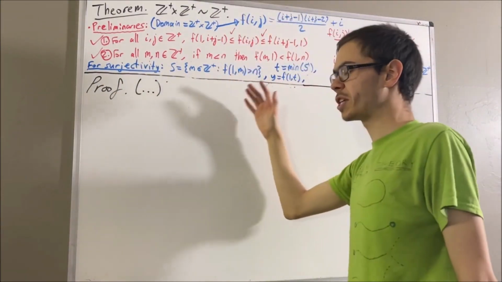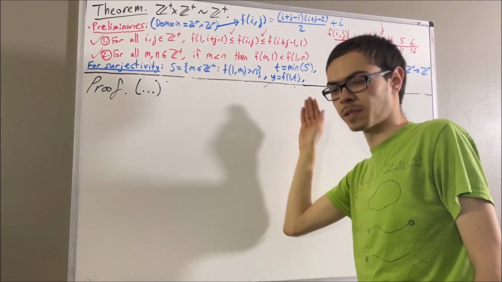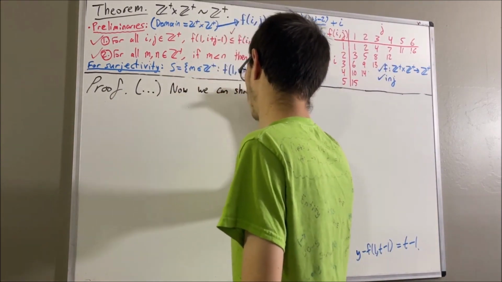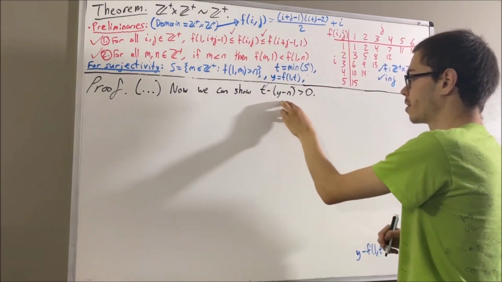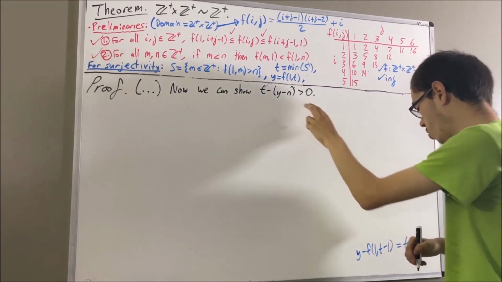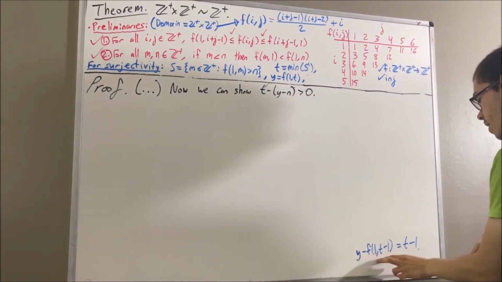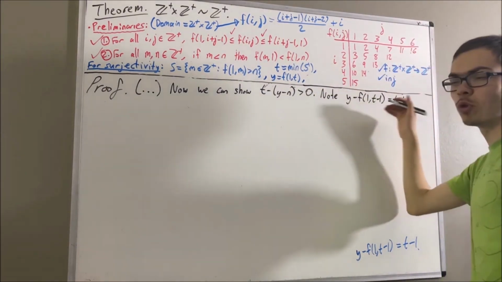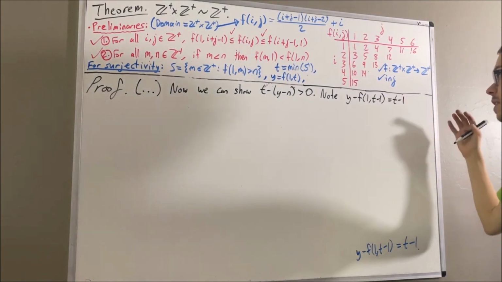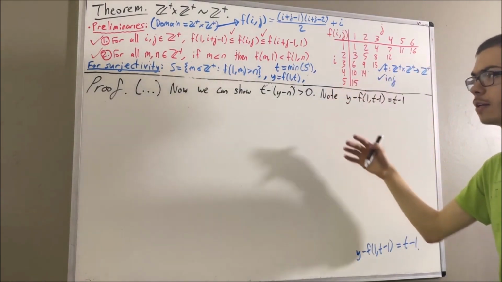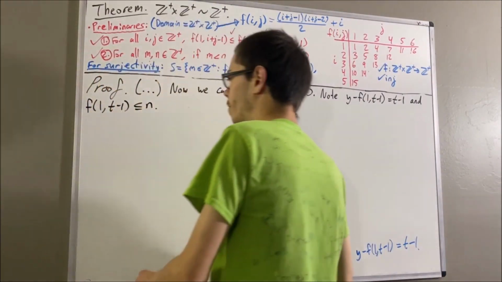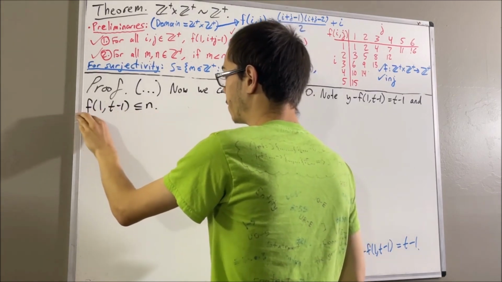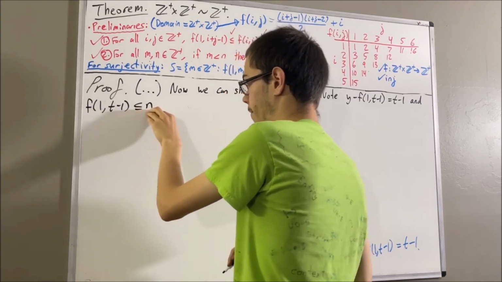Now remember, we're still trying to show that t minus y minus n is positive. And we're ready to do that. And to see how this comes together, well, we've just shown that y minus f of 1 comma t minus 1 is equal to t minus 1. But as we wrote before, we know that f of 1 comma t minus 1 is less than or equal to n. Well, since f of 1 comma t minus 1 is less than or equal to n, it follows that the negative of this is greater than or equal to the negative of n.